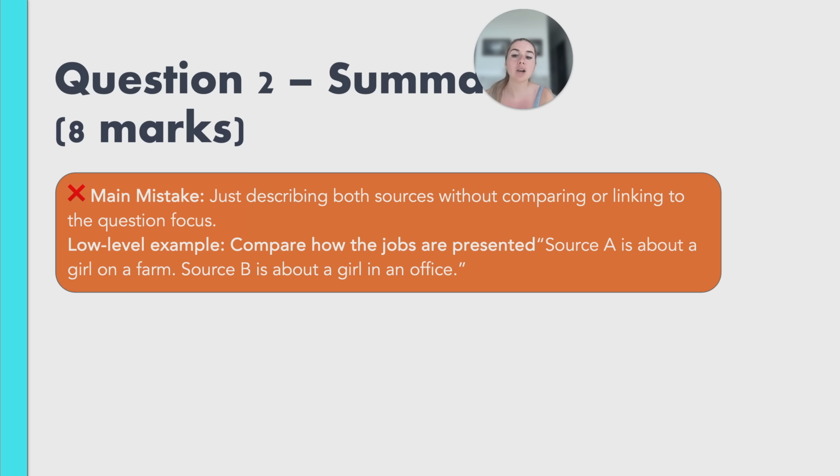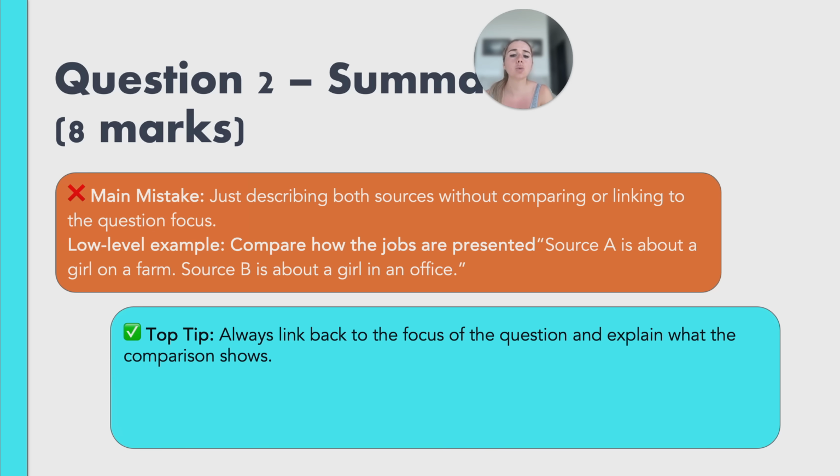So for example, a low-level example would be if the question was compare how the jobs are presented. Source A is about a girl on a farm, source B is about a girl in an office. Technically, that is a comparison, yes, but it's not really focused on the question, it's not focused on jobs, and it hasn't given us any inferences. It hasn't said what it could suggest. So we always want to link back to the focus of the question and explain what the comparison shows.